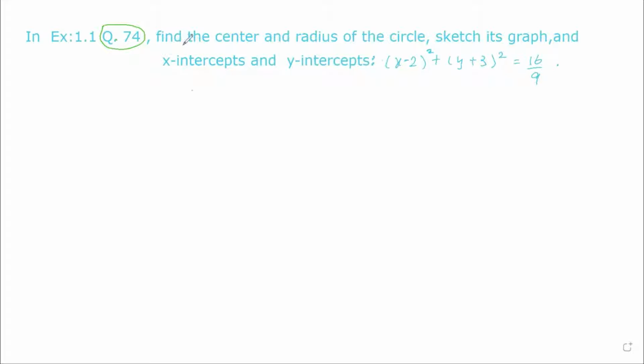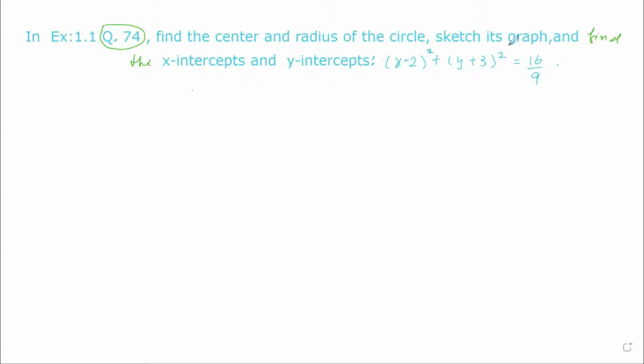But then see, the question says find the center and radius of the circle, sketch its graph, and find the x-intercept and y-intercept. Okay, this question gives you (x minus 2) the whole thing power 2 plus (y plus 3) the whole thing power 2 equal to 16 over 9.